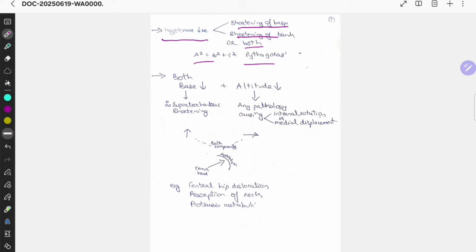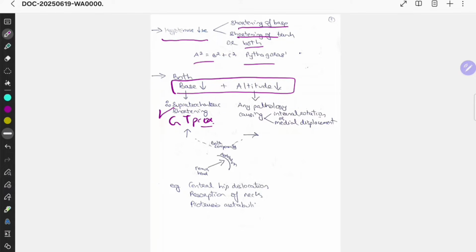Okay. Now some interesting conditions. In conditions where base and altitude both are decreased. So when base is decreased, what does it indicate? That there is supratrochanteric shortening. GT is going proximally. Okay.